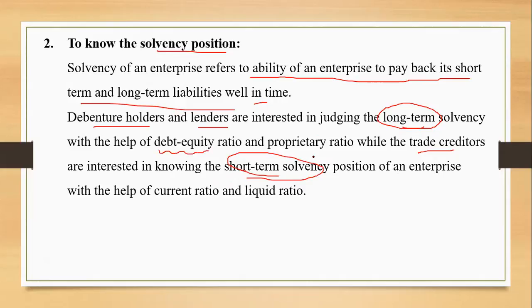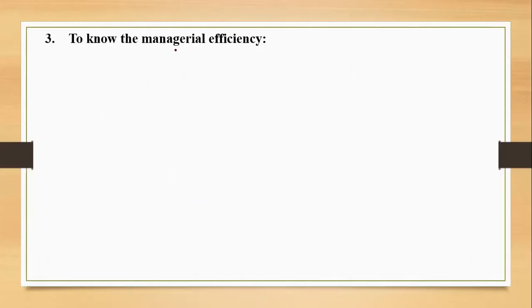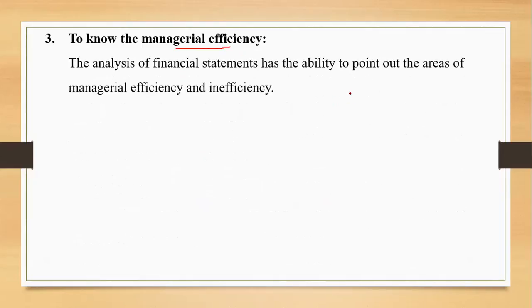Now to know the long-term solvency, which ratios will help them? The debt equity ratio, propriety ratio will help them to know the long-term solvency position of the company, whereas for short-term they may rely upon the current ratio and the liquid ratio. Okay, next, to know about the managerial efficiency, again I need to do the analysis of the financial statements. So the analysis of financial statement has the ability to point out the areas of efficiency and inefficiency of the management.